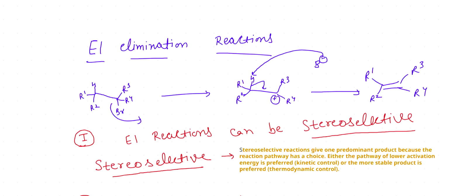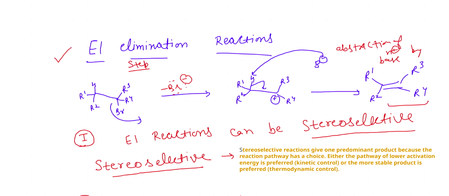First of all, we will discuss E1 elimination reactions. I will give you a brief description. In an E1 elimination reaction, the mechanism is two-step. First, the leaving group is removed, here as Br negative. In the second step, there is abstraction of H positive by a base. Then it will give you an alkene. Clear? So this is all about E1 elimination reactions.